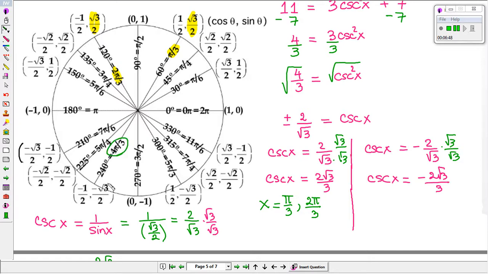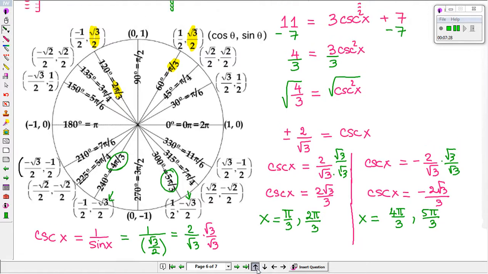So we found the first one, which is 4 pi over 3. So this is the one. And we continue to go counterclockwise. The next angle we found right here is 5 pi over 3, which is where your sine is negative square root of 3 over 2. So I'm going to say that the two angles that we found are 4 pi over 3 and 5 pi over 3.